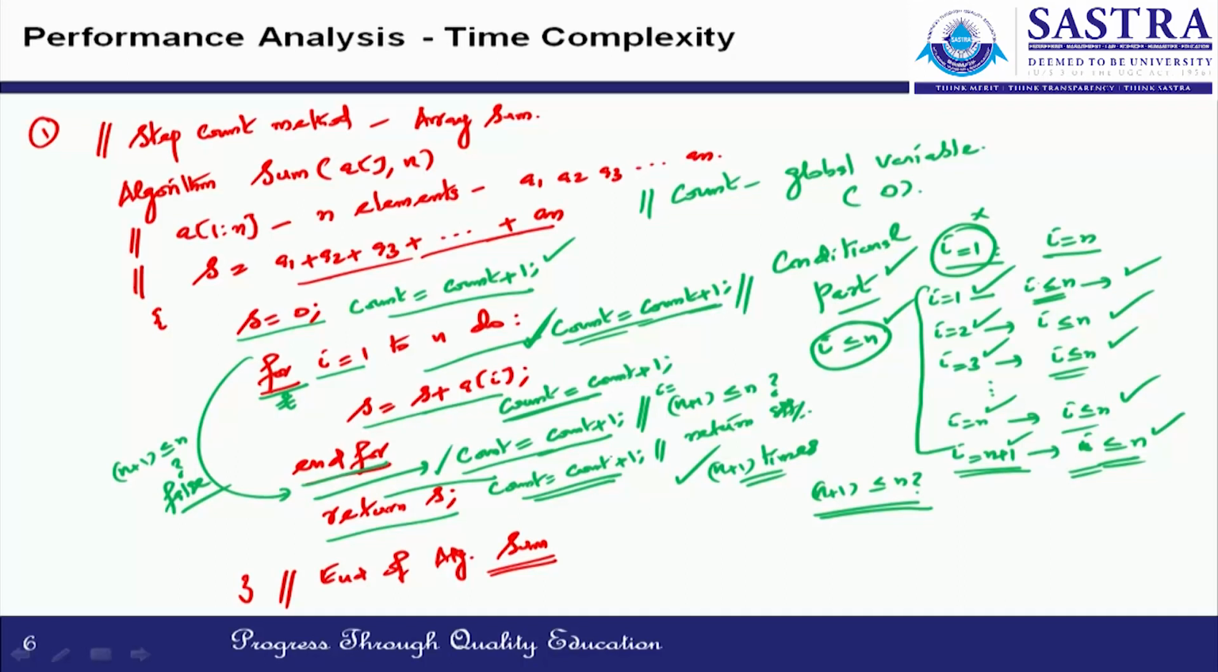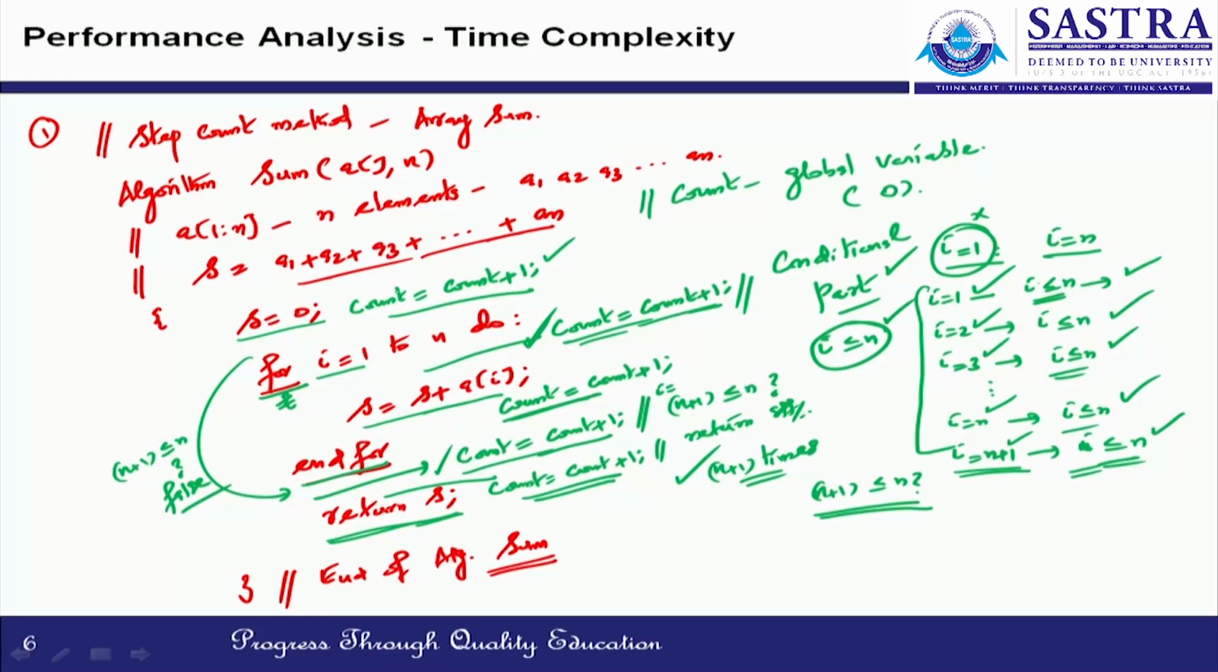So, to introduce the count for the return statement, we need to introduce it before the execution of the return statement, because after the return statement, control will never execute the subsequent statements. So, before this return, count is equal to count plus 1 is introduced. So, for all the executable instructions or program steps, the count statement is properly introduced.